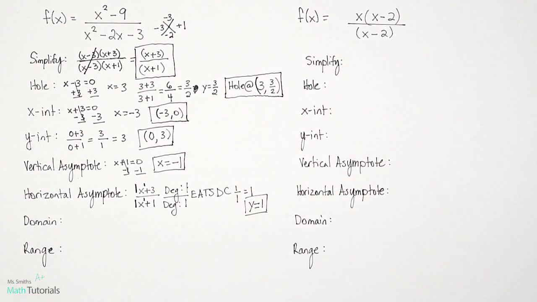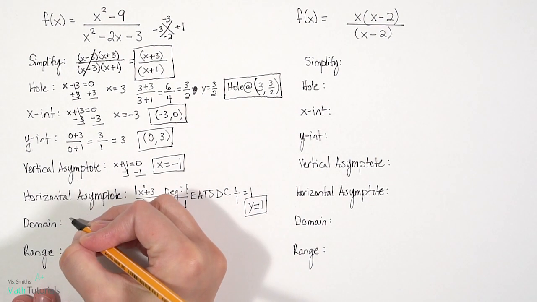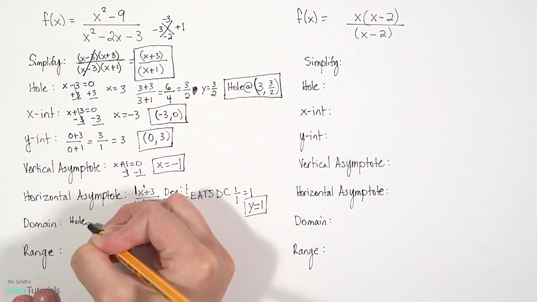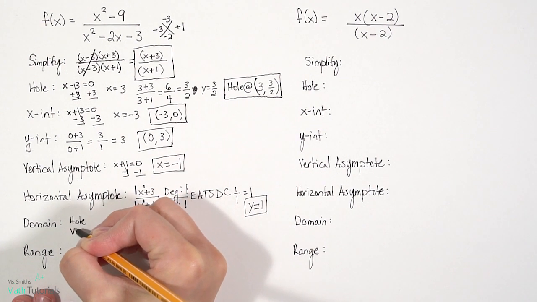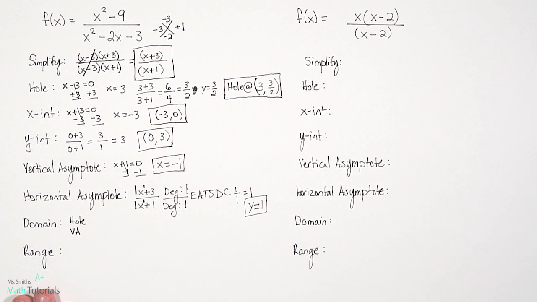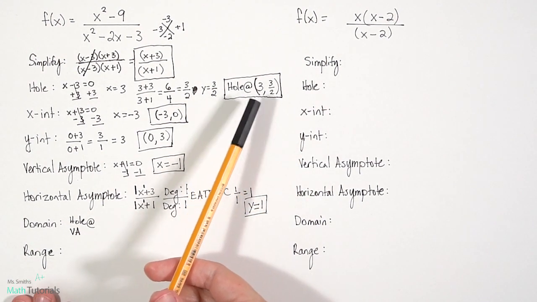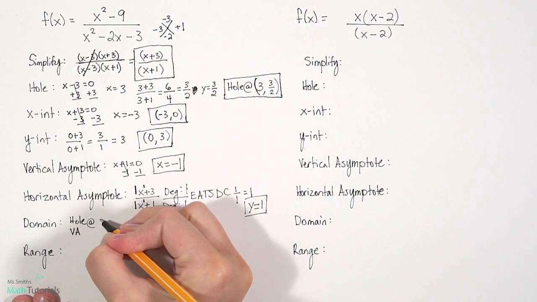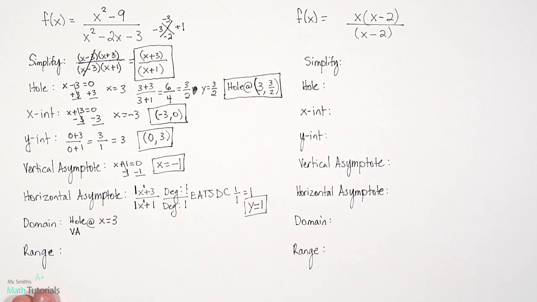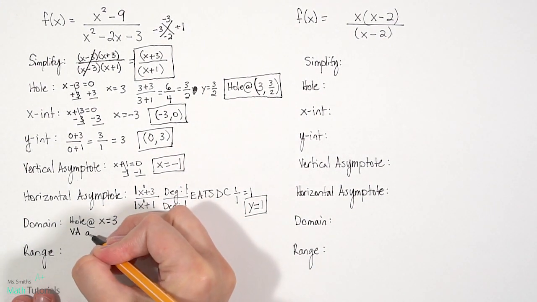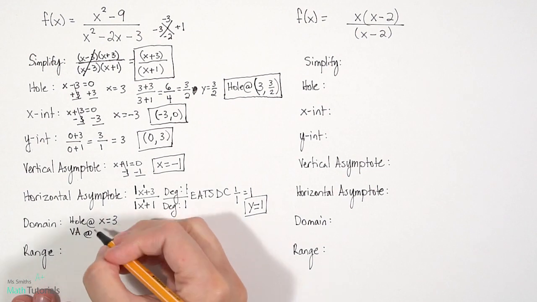To find my domain, remember it's just all real numbers, but we need to be aware of where the hole or holes are, and also the vertical asymptote. So remember, we have a hole at x equals, and what was the x value of the hole? It was 3. So we have a hole at x equals 3, and we had a vertical asymptote at x equals negative 1.